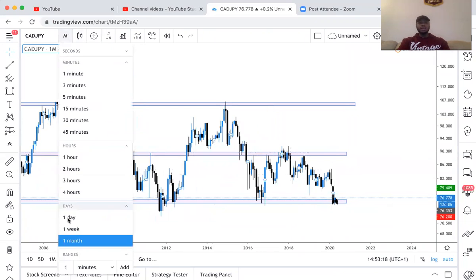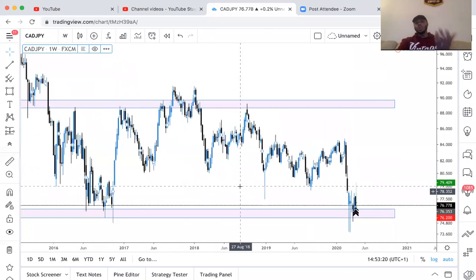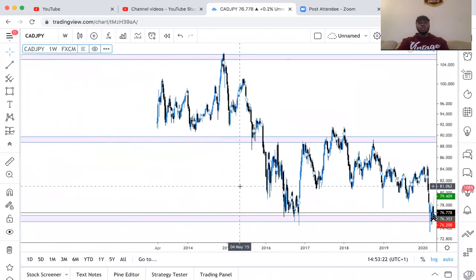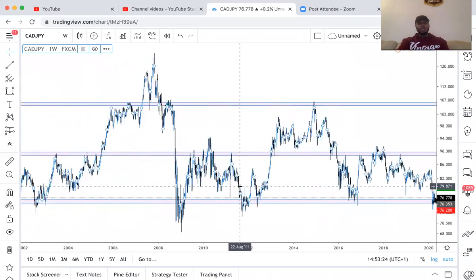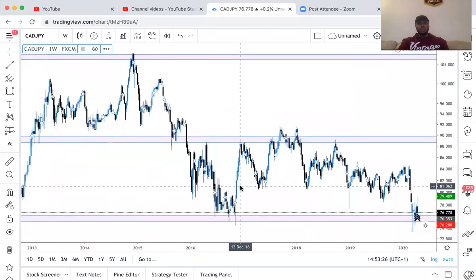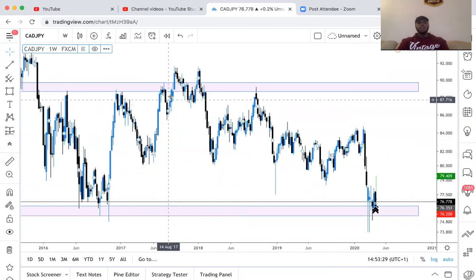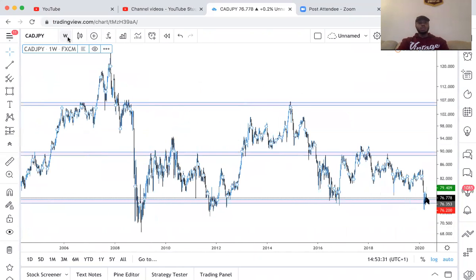So let's go to the weekly time frame. Now we have to identify the weekly range, right? So what do you see here? Let me quickly zoom out. Okay, so what do you see now? I forgot to say something on the monthly time frame.